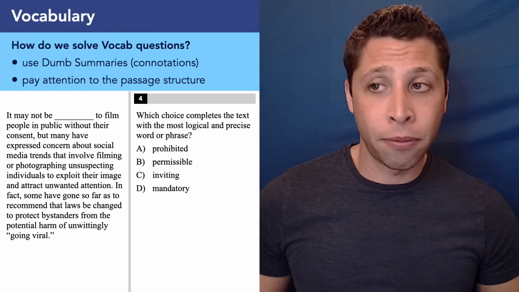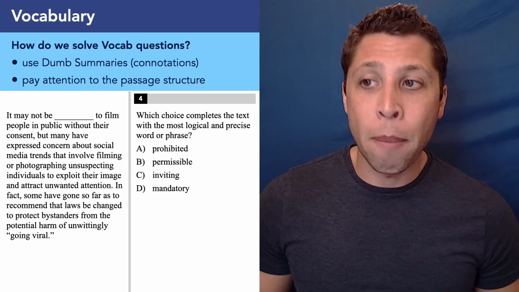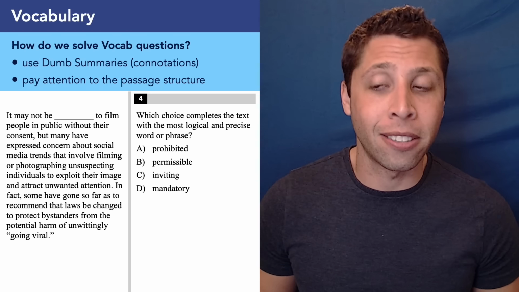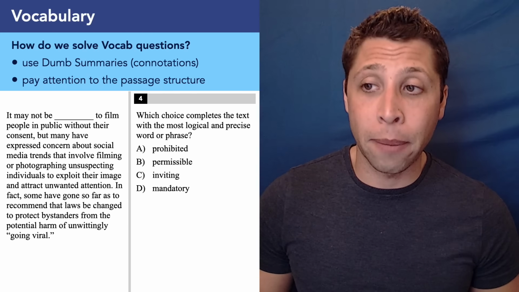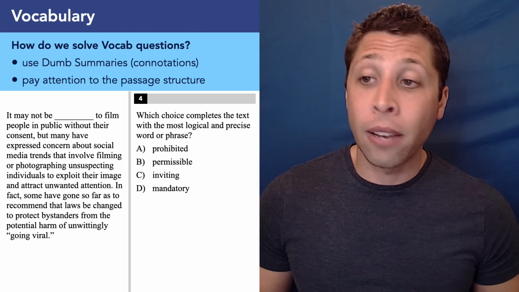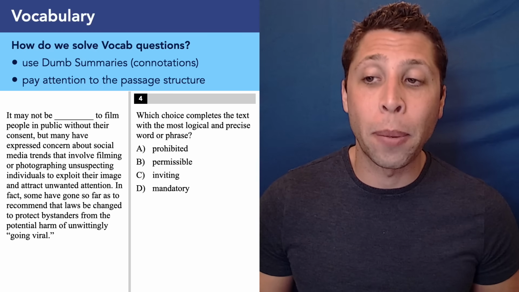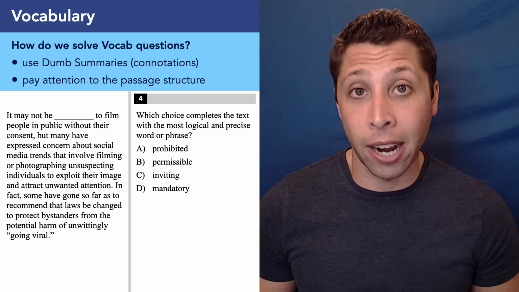It may not be blank to film people in public without their consent, but many have expressed concern about social media trends that involve filming or photographing unsuspecting individuals to exploit their image and attract unwanted attention. In fact, some have gone so far as to recommend that laws be changed to protect bystanders from the potential harm of unwittingly going viral.